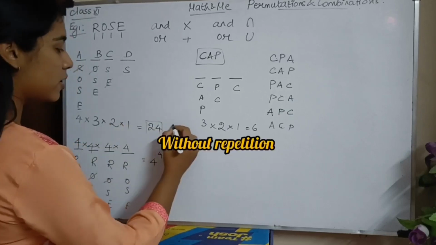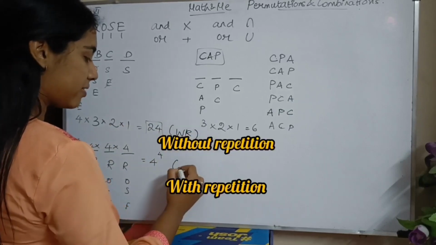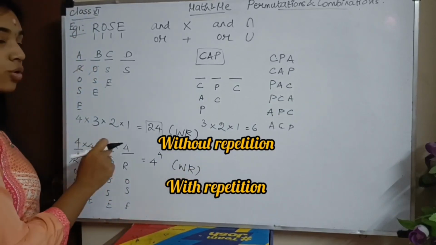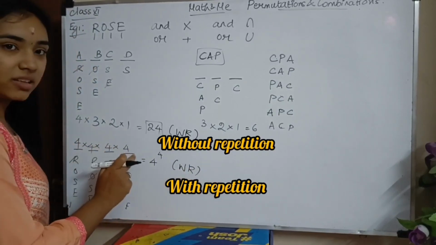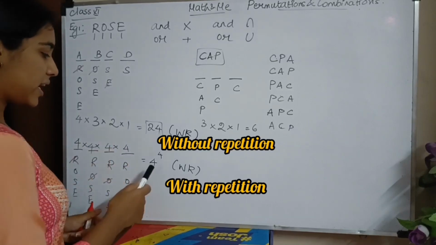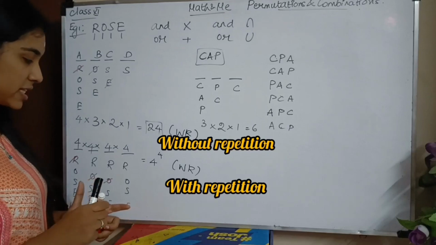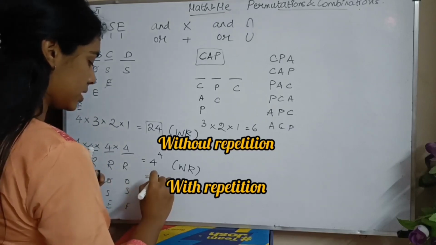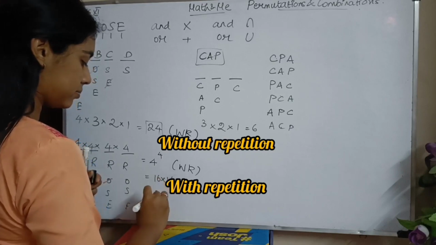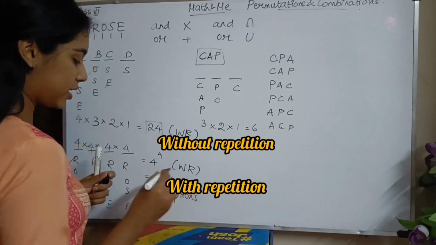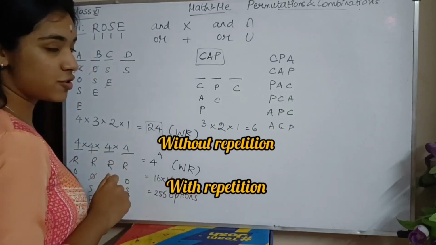Okay, so this is without repetition and this is with repetition. So it can be R, R, R, R. It can be O, O, O, O. It can be O, O, S, E. So it can be anything, it can be with repetition. Which means I'll have 4 to the power 4 options, which is 16 into 16, 256 options. This is not given in the question, but just for you to understand with and without repetition, I'm explaining this to you.